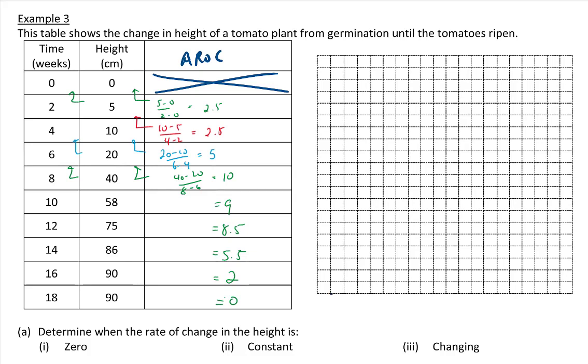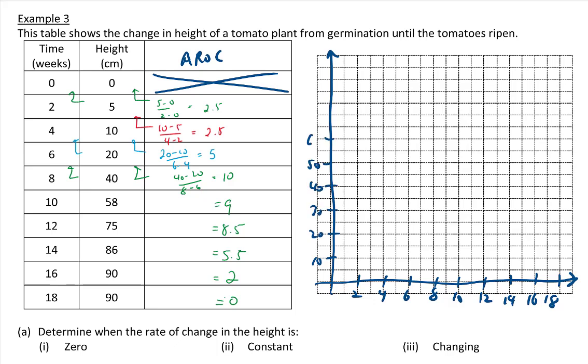Next, let's graph our data. So now that we have our x and y scale set up, let's plot our points. So our first point is 0, 0. The next one is 2 and 5. And then do the rest yourself.